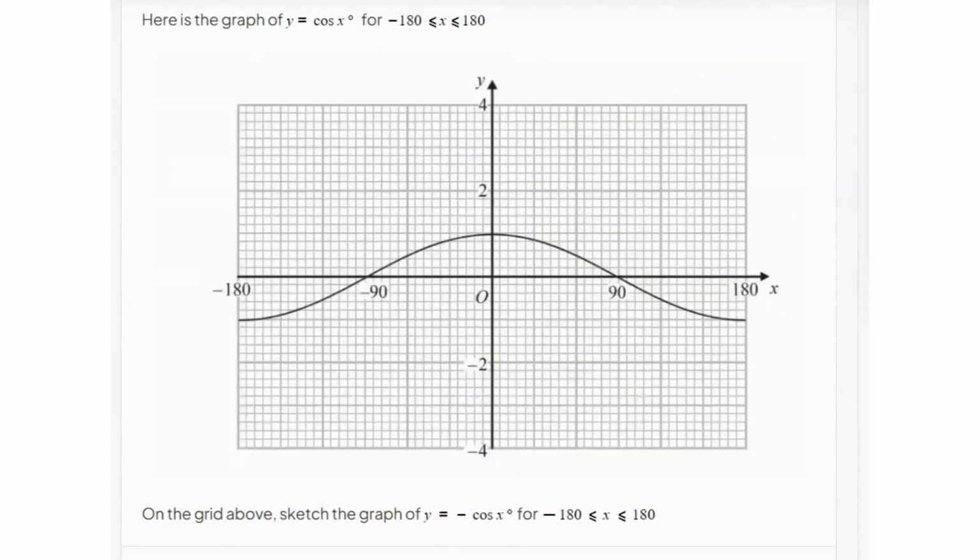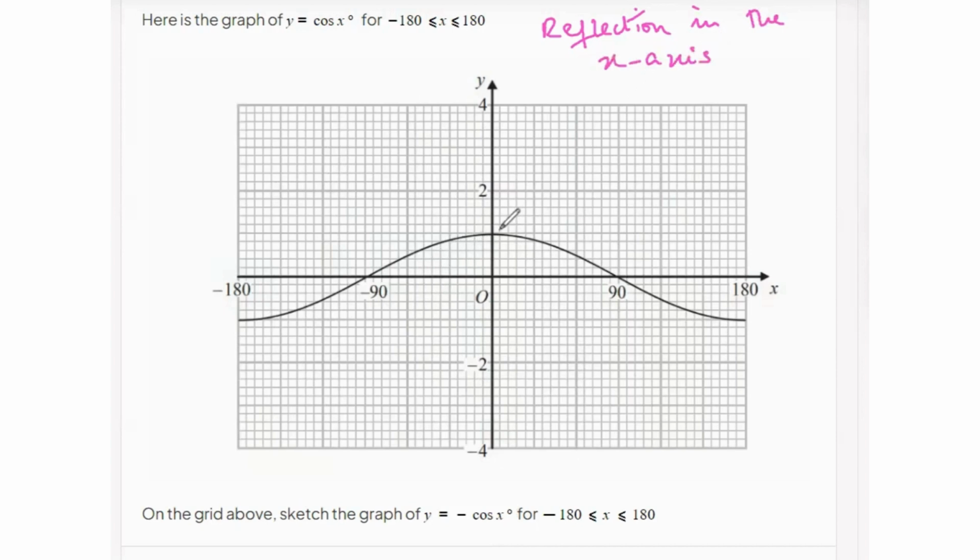Part B says here's the graph of y equals cos x for negative 180 to 180. On the grid above, sketch the graph of y equals negative cos x for the same range. Like we did previously for negative, we're going to reflect it in the x-axis. The reason is that we're changing the entire cos function by multiplying it by a negative sign. We're not multiplying the negative sign directly by x. The entire function is becoming negative. So it's going to be a reflection in the x-axis.